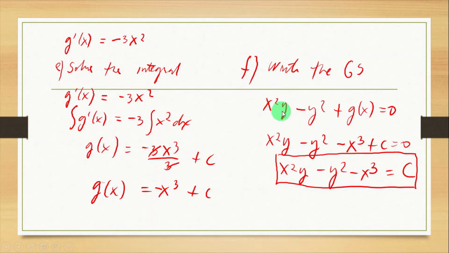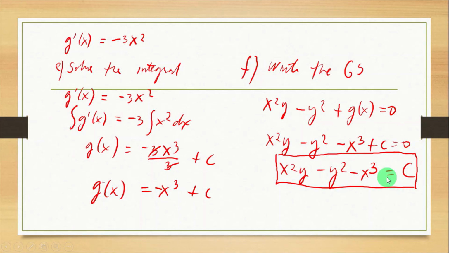Then after that, you can now write the general solution. You have your x squared y minus y squared plus g of x is equal to 0. So we are done solving g of x. We need to replace g of x with negative x cubed plus c for our general solution. So you have x squared y minus y squared minus x cubed plus c, that is our g of x already, and this is equated to 0. Or you can simply rewrite it this way: x squared y minus y squared minus x cubed is equal to 0.